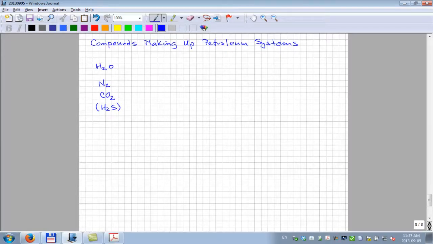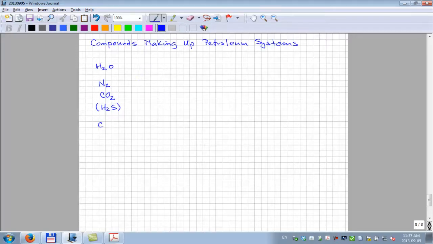Unlucky because, one, it kills you. It kills if you breathe it. And two, it's expensive to remove it because you don't want to be sending around production of gas with H2S in it because it kills. So you have to extract it out, and it becomes an expensive processing. Okay.